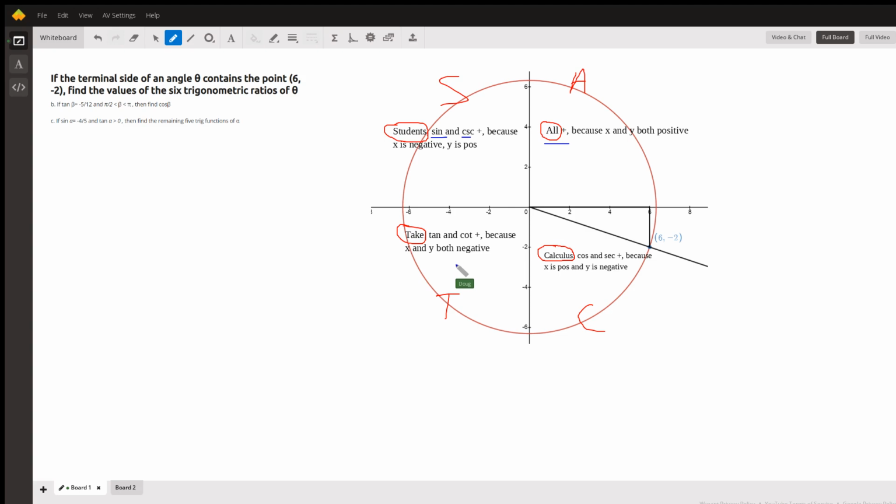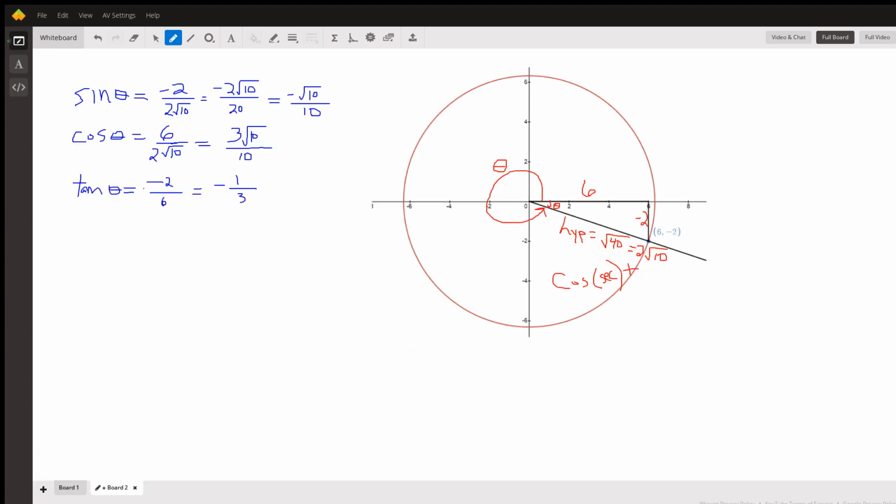Opposite over adjacent is going to give you negative over negative, or positive. And finally, in the fourth quadrant, "Calculus," cosine and secant are positive because x is positive and the y coordinate is negative. So there are other ways to do this problem using trigonometric identities, but I like to do it this way. There's the triangle sketched.